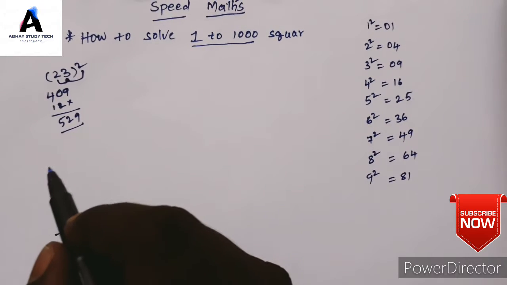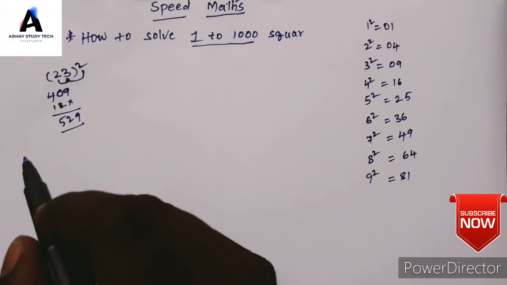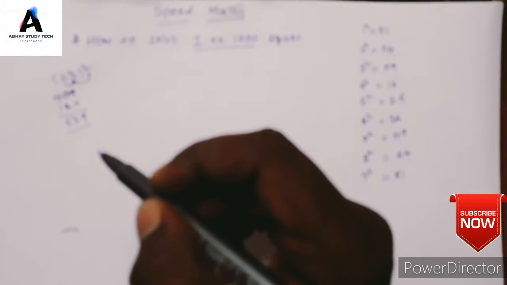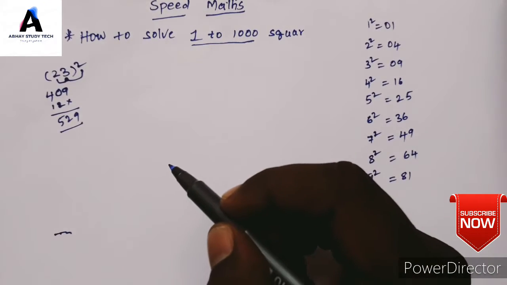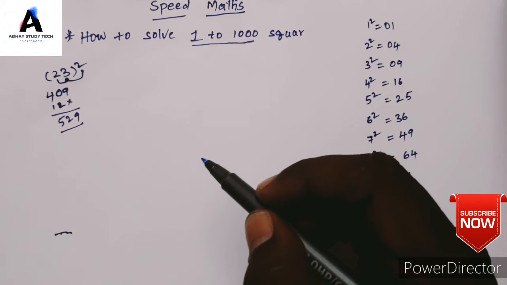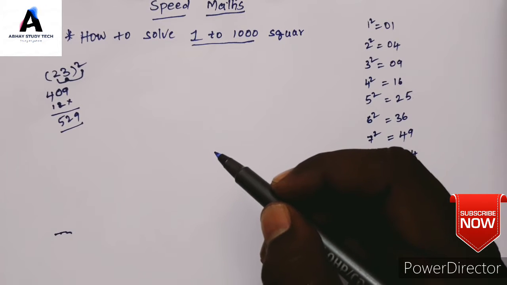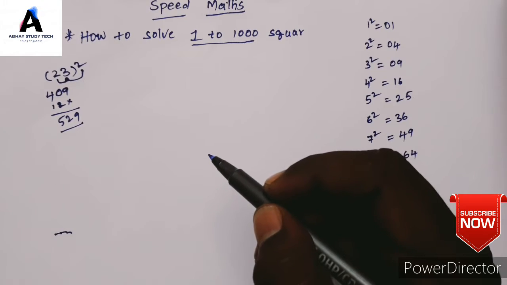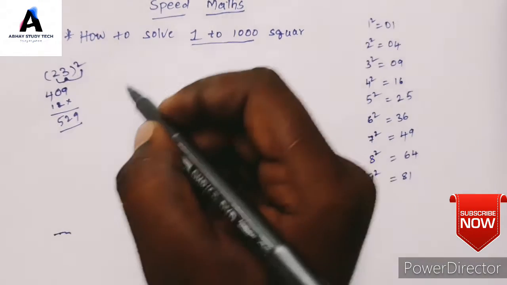This is an easy method, friends. First you listen carefully and write it. And then after you can practice, you can get the answers easily. You can practice more and more. You take hundreds of examples and write them. You can get it easily. Next, 34 square.